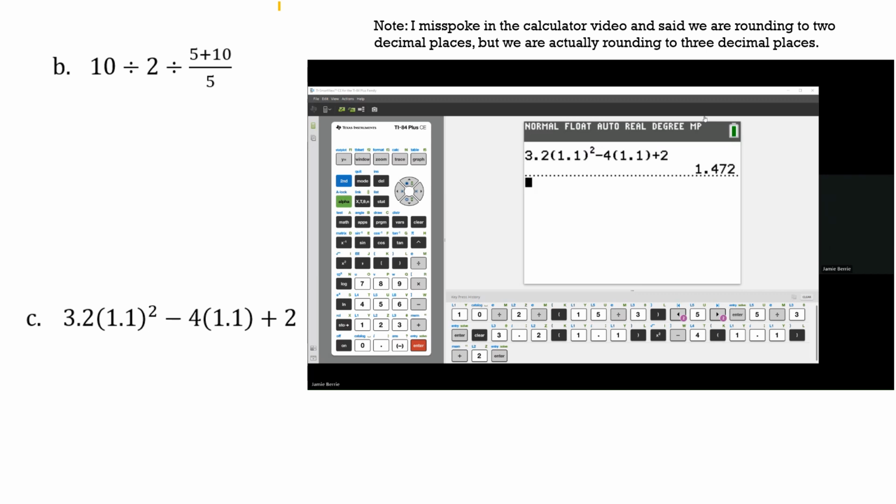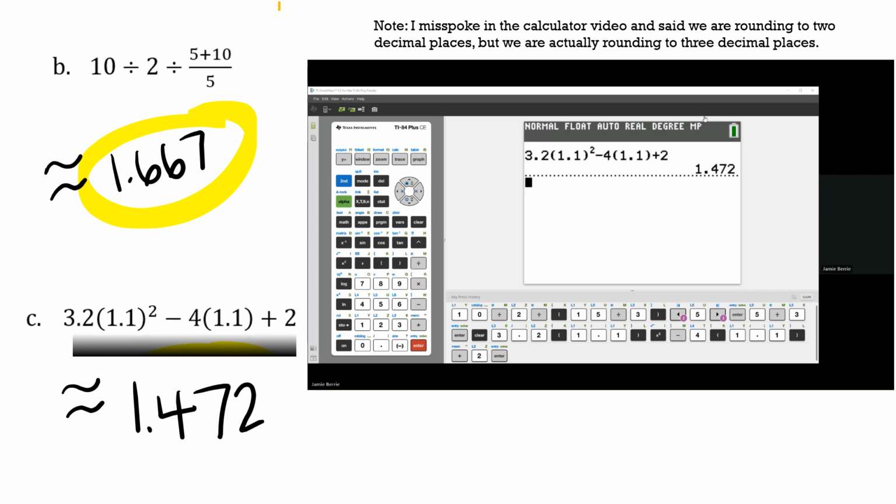Okay, so here's our answers. Right, so 10 divided by 2 divided by 5 plus 10 over 5, that simplified to 1.667. And then on part C, we ended up with 1.472.